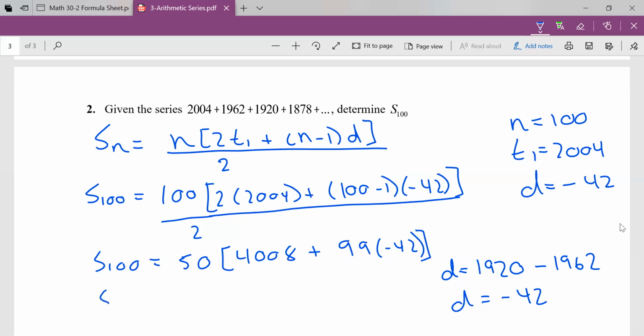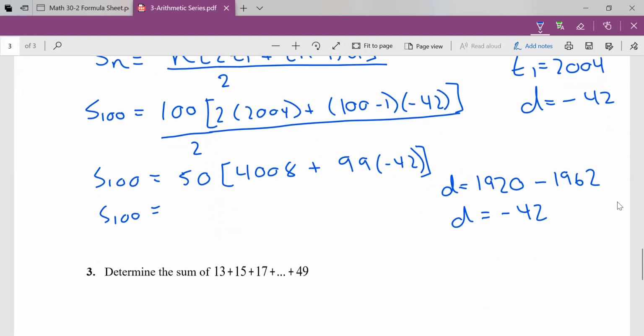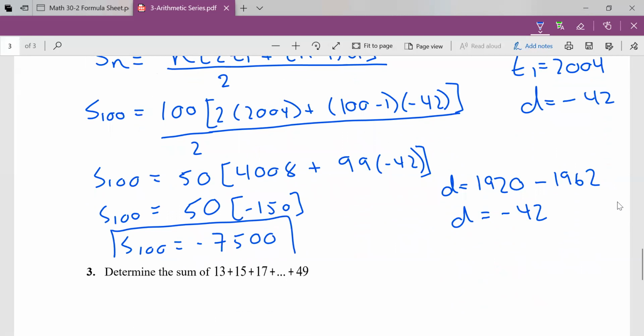Now, yes, I'm absolutely picking up my calculator at this point. I have no idea what these numbers are, but let's just do it. Inside the brackets there, 4008 plus 99 times negative 42, that's negative 150. And now multiply that by 50. S100, so the sum of the first 100 terms, is negative 7,500. So it's okay to have a sum that's negative. What that means is there are more negative terms in our series than there are positive terms. That's all that means. Okay, let's try another one.